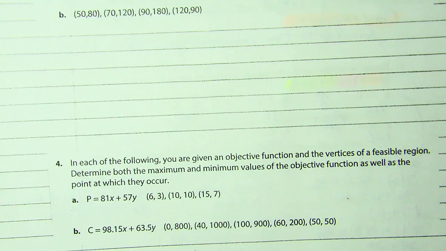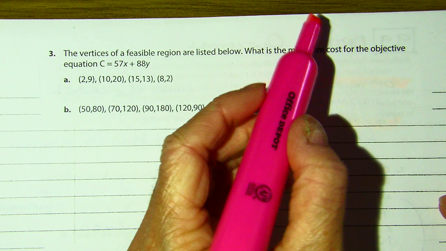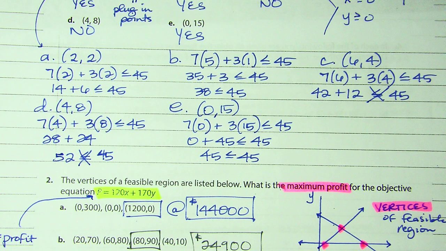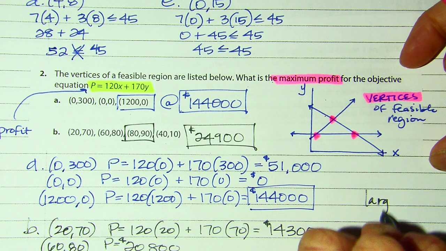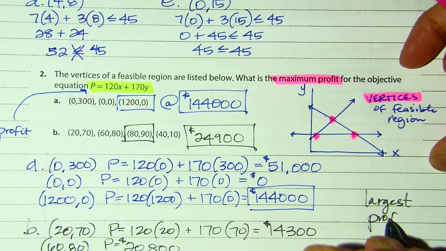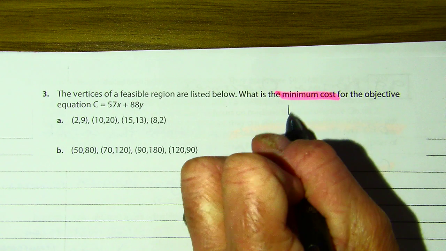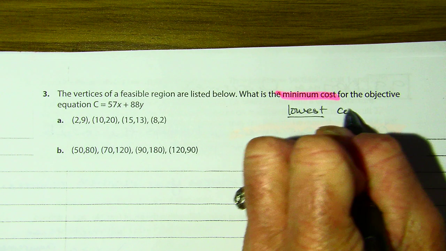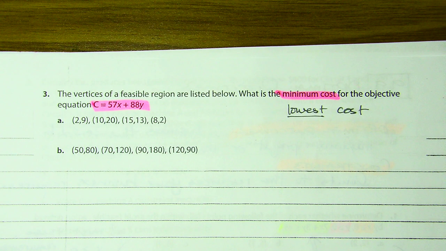Number 3, we're doing the same thing, except we're looking for minimum cost. So we want to pay really close attention to where it says maximum profit. Maximum profit means I'm looking for the largest profit. In number 3, I'm looking for minimum cost. So I'm looking for the lowest cost using this equation, and they'd like us to check our points. So pay careful attention to your homework if it's asking for maximum or if it's asking for minimum.